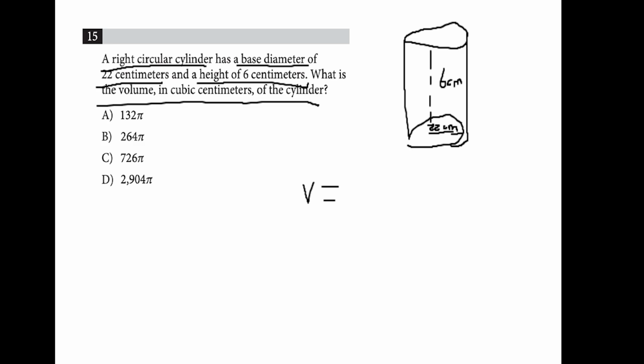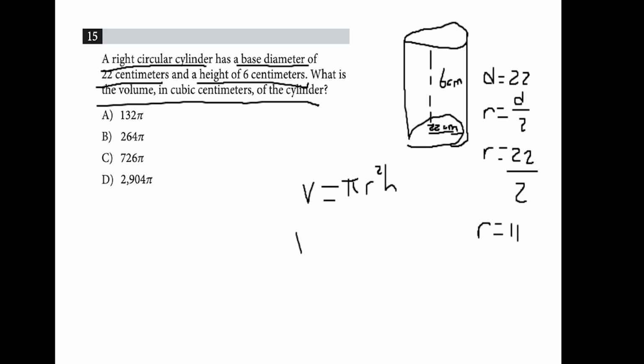Now it talks about volume. The formula for the volume of a right circular cylinder is V equals pi r squared height. And we know our diameter is 22 centimeters. Our radius is half of our diameter, so we're going to write our equation as d over 2. Since d is equal to 22, our radius is equal to 22 divided by 2, which is 11. So our radius is 11.